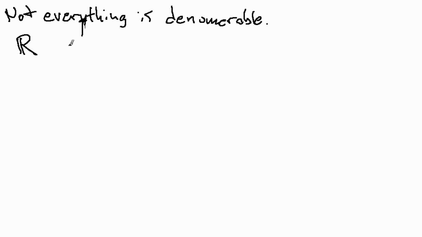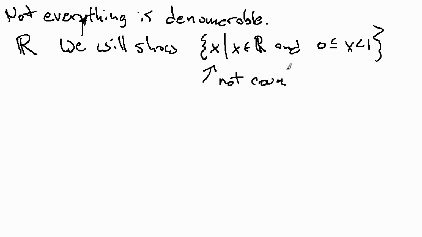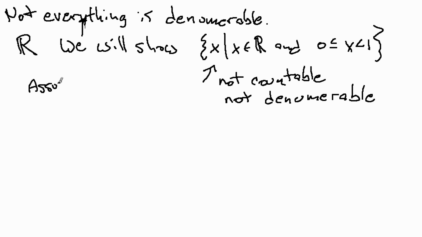But what I'm going to do instead is I will show, or we will show, that the following set here, the set of all x such that x is an element of R and 0 is less than or equal to x is less than 1, I am going to demonstrate that this is not countable. Okay, remember, not denumerable. And this is going to be a proof by contradiction. So I'm going to say, assume it is denumerable. Assume it is countable. Let's use a different word.